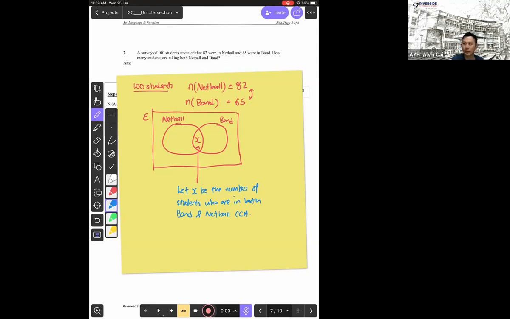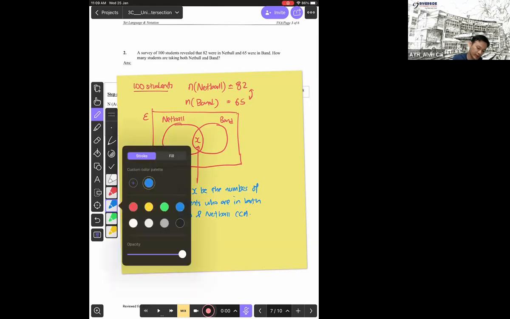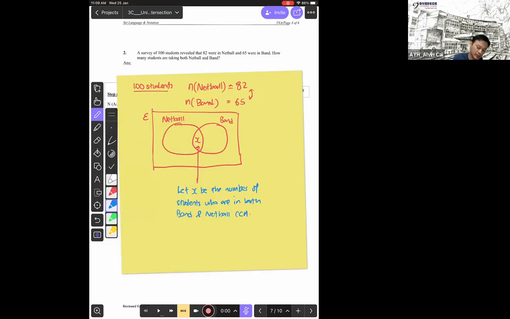So this is the first step. So let X be that. Okay. So now the next part of it will be we are supposed to find out, okay, where. So now then, how many of them are just purely in netball? That means I want to find this portion.